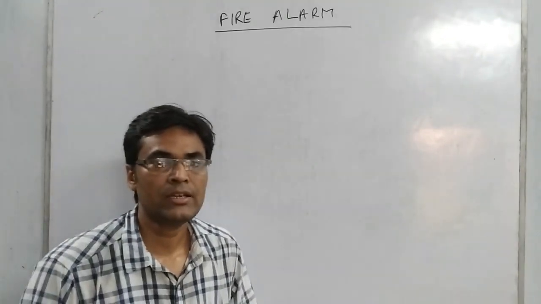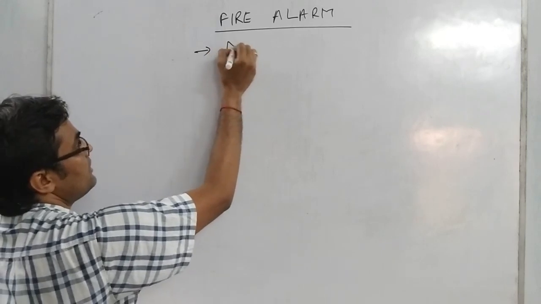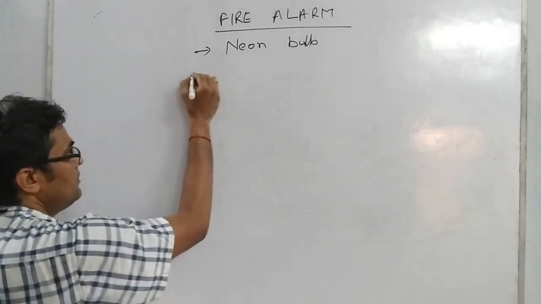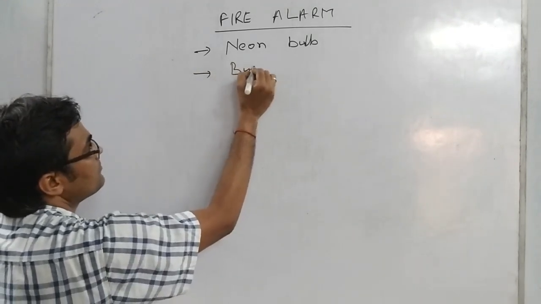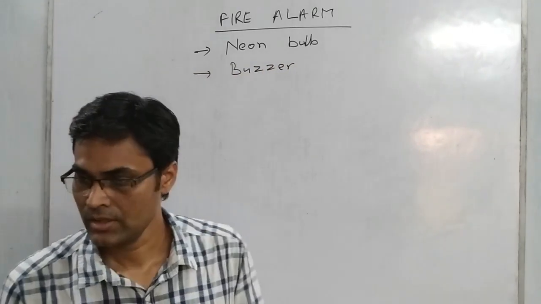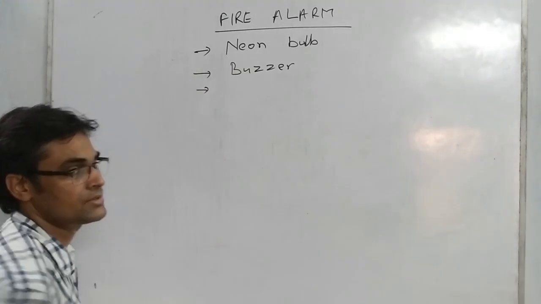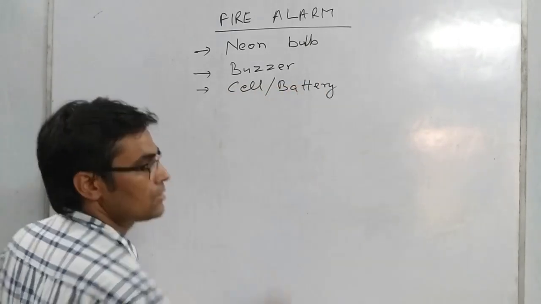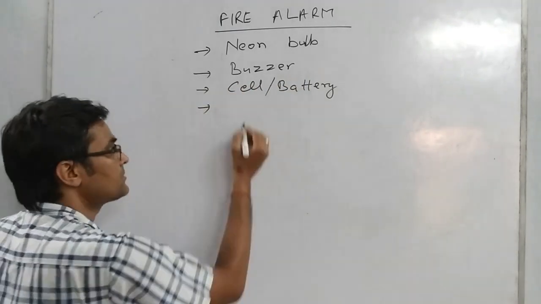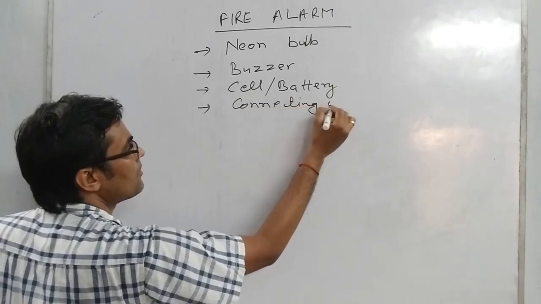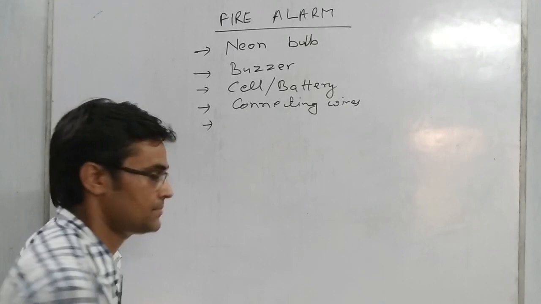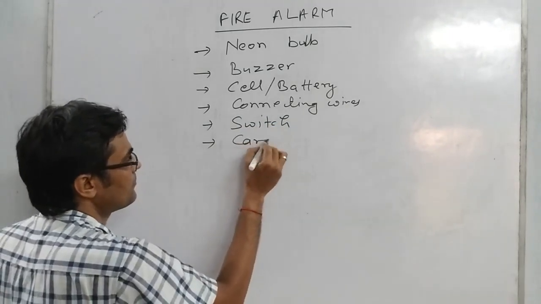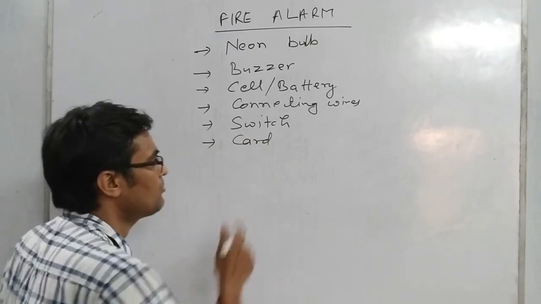So to make this project we require the following components: a neon bulb, a buzzer, which is nothing but a small speaker, then to power this circuit we require a cell or battery, also connecting wires, a switch, and lastly a cardboard on which we can assemble all these components.